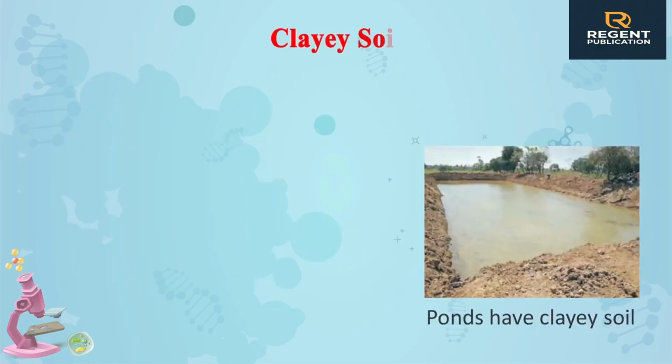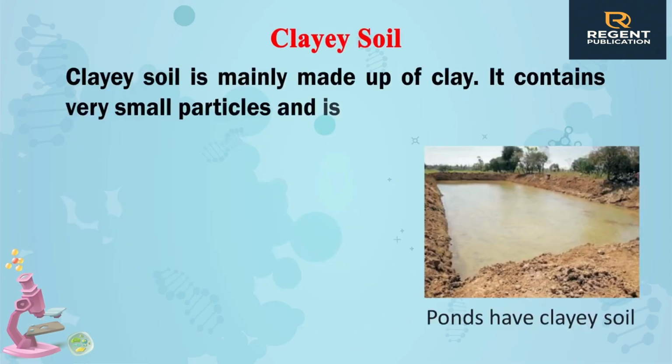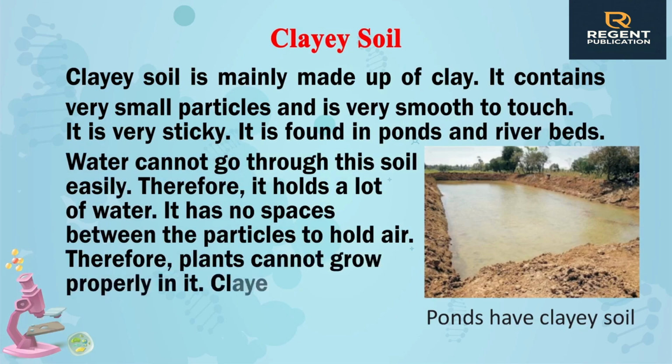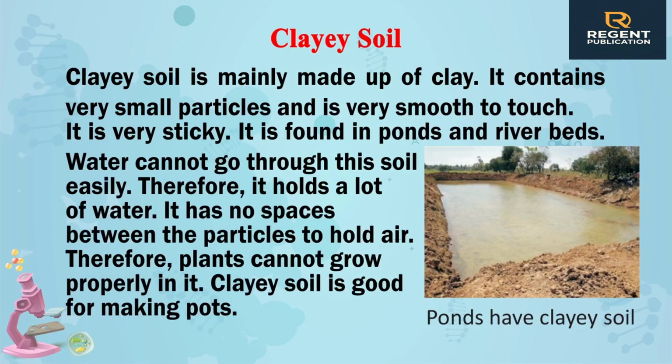Clay soil. Clay soil is mainly made up of clay. It contains very small particles and is very smooth to touch. It is very sticky. It is found in ponds and river beds. Water cannot go through this soil easily. Therefore, it holds a lot of water. It has no spaces between the particles to hold air. Therefore, plants cannot grow properly in it. Clay soil is good for making pots.